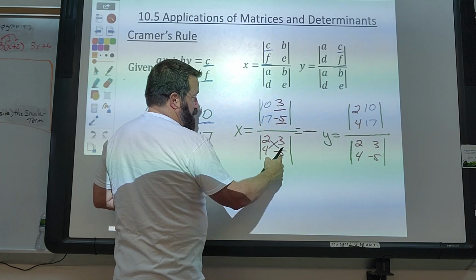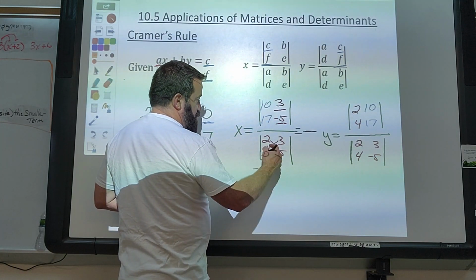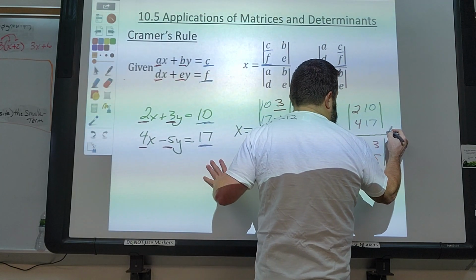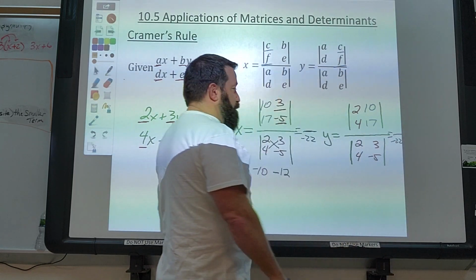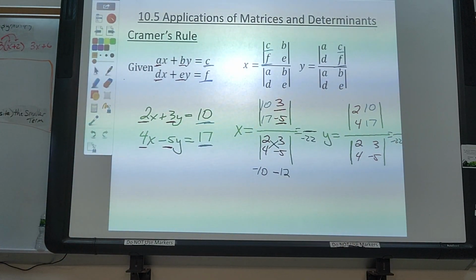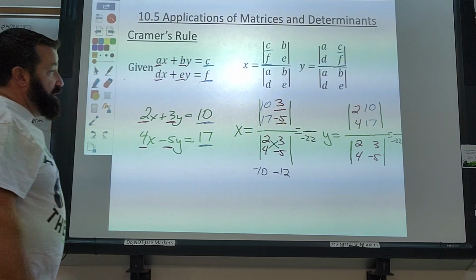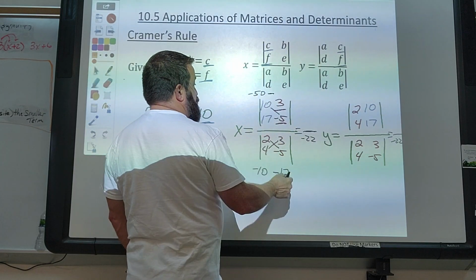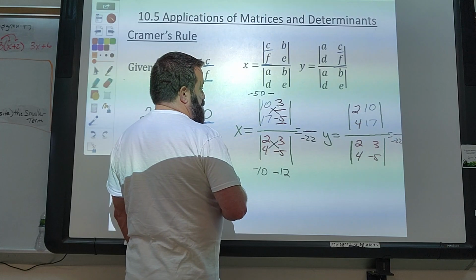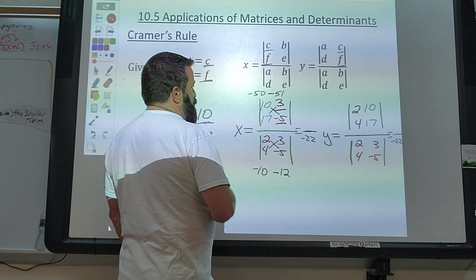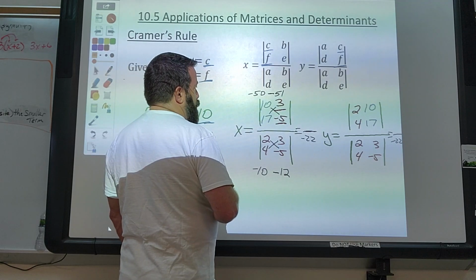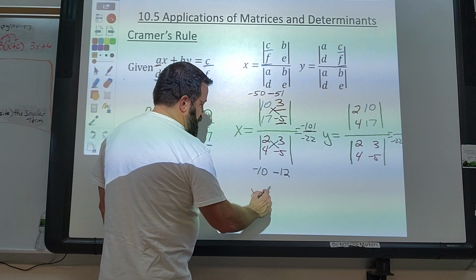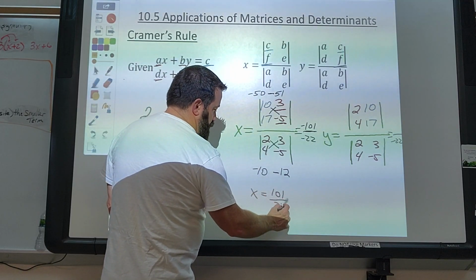So 2 times -5 is -10, minus 4 times 3 is 12. My denominator is a -22. It's going to be the same for both denominators because they are the same determinant. In the numerator of this one, 10 times -5 is -50, minus 17 times 3, that's 51. And so -50 minus 51 is -101.